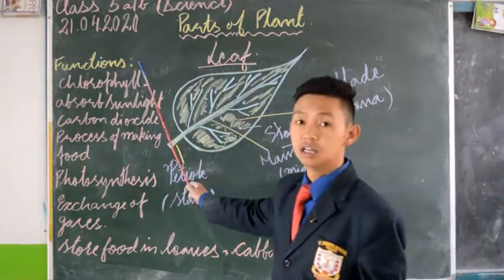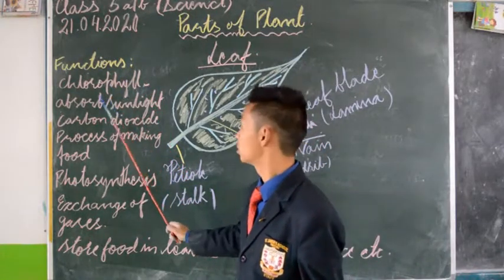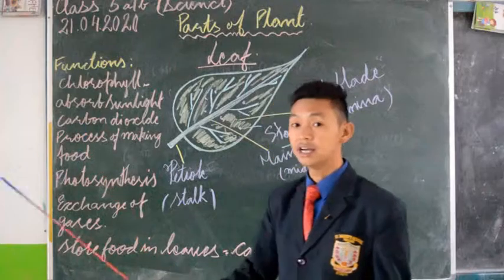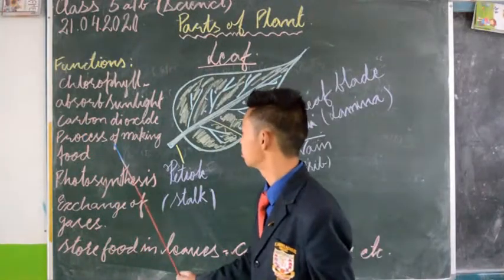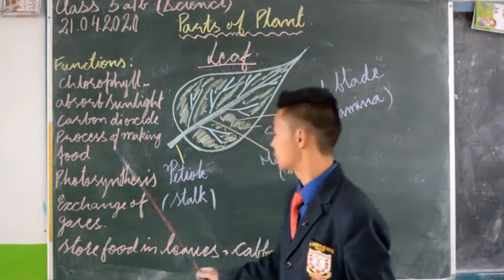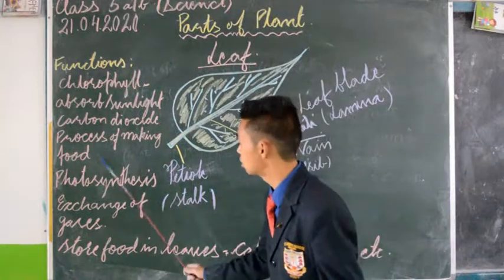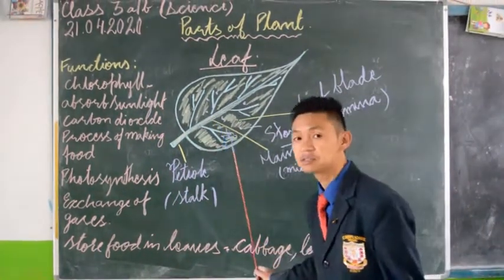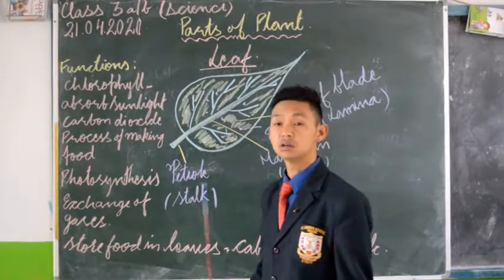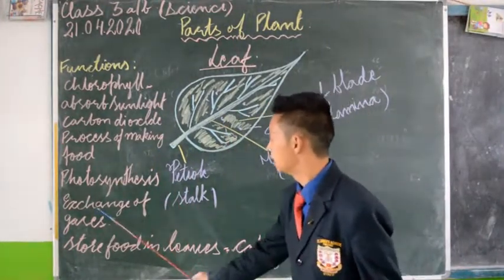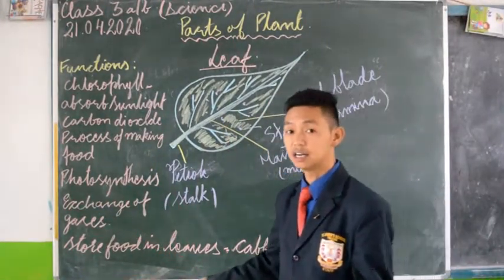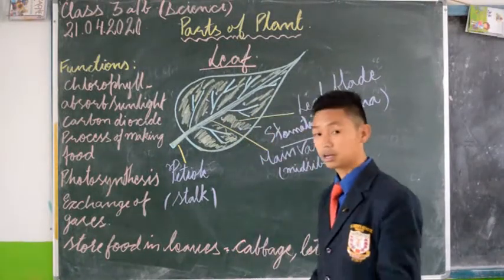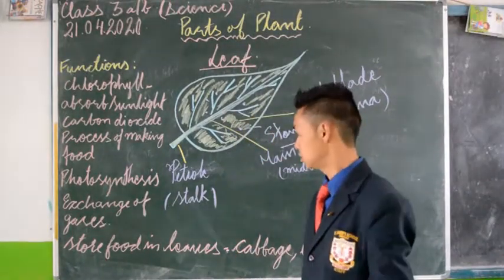And the functions: in the presence of the green pigment called chlorophyll, they absorb the sunlight. In the presence of sunlight, carbon dioxide, and water, they make food for themselves. That is why that process is called photosynthesis. So the leaf can make the food by itself. That is why the leaf is also called the food factory of the plant. And the exchange of gases I have already said: they take in carbon dioxide and give out oxygen, and we take in oxygen and give out carbon dioxide.